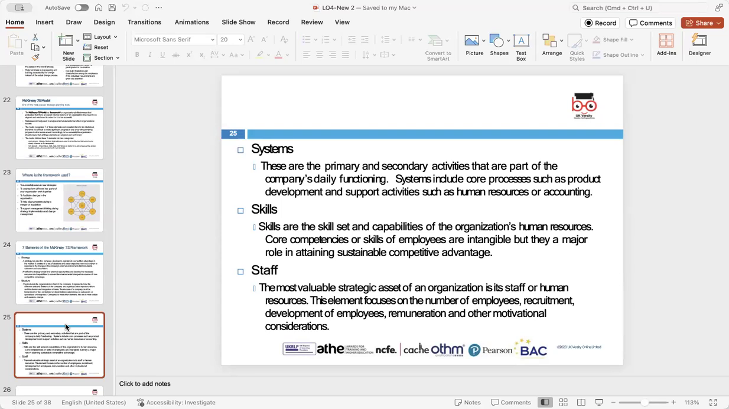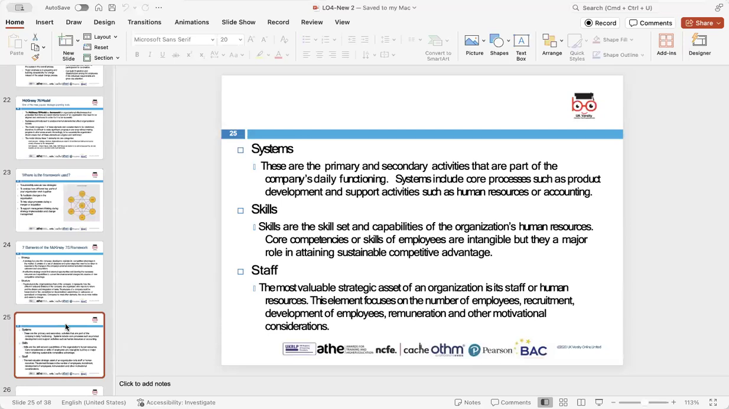Skills pertains to the organization's human resource capabilities. Skills and competencies of employees play a significant role in achieving sustainable competitive advantage. These skills, although intangible, are essential for organizational success.